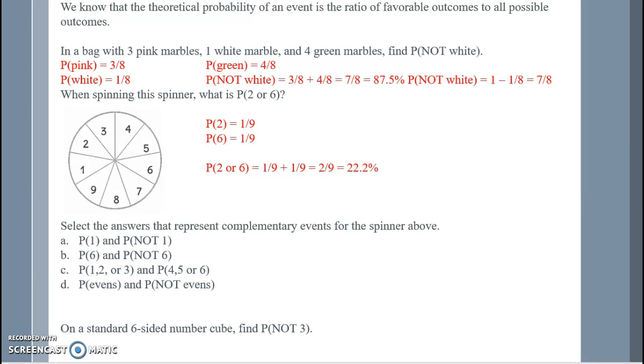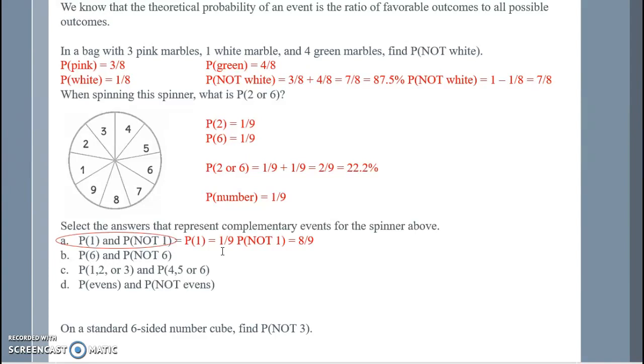Select the answers that represent complementary events for the spinner above. The probability of getting a 1 and the probability of not getting a 1. So we know that the probability of getting any number is 1 out of 9. So the probability of getting a 1 is 1/9, and the probability of not 1 would be 1, 2, 3, 4, 5, 6, 7, 8/9. Since they both add up to 100%, these are complementary events.